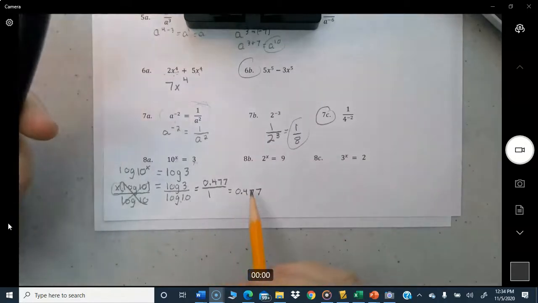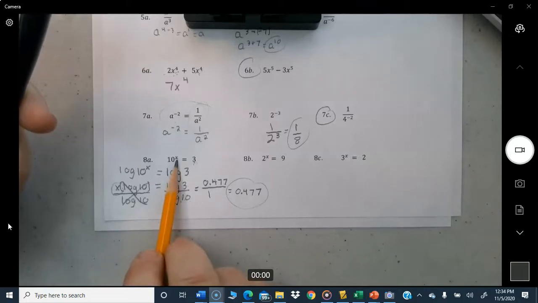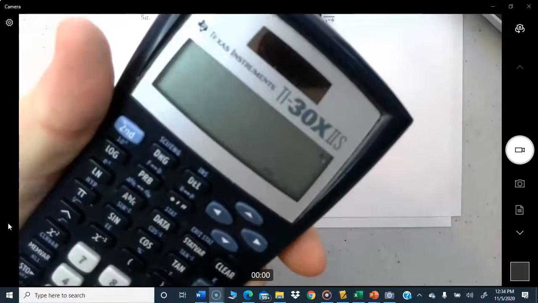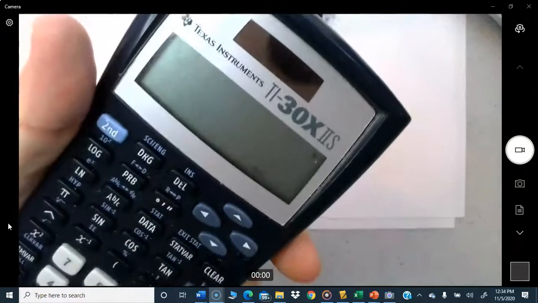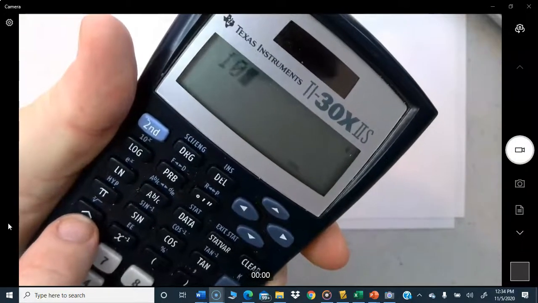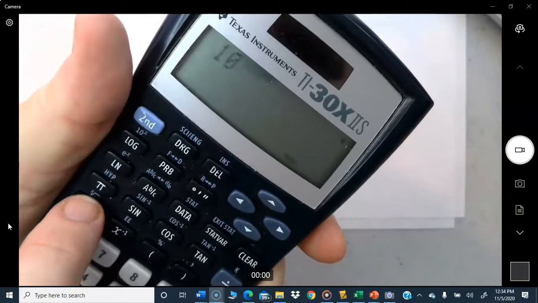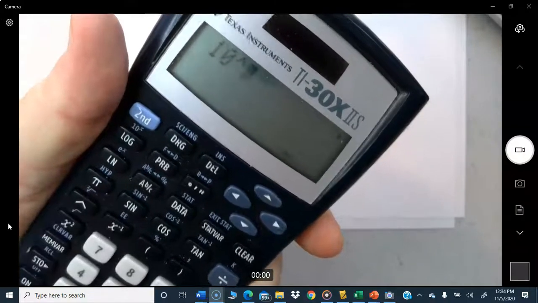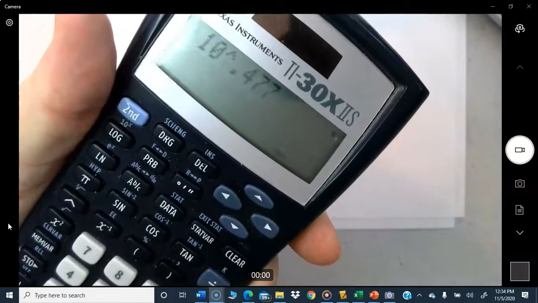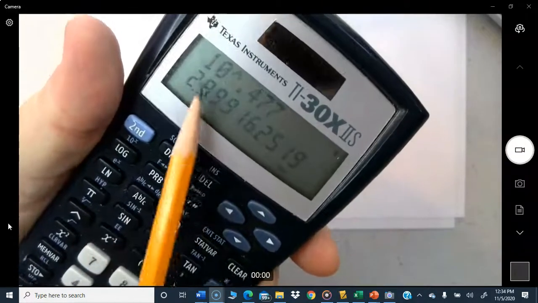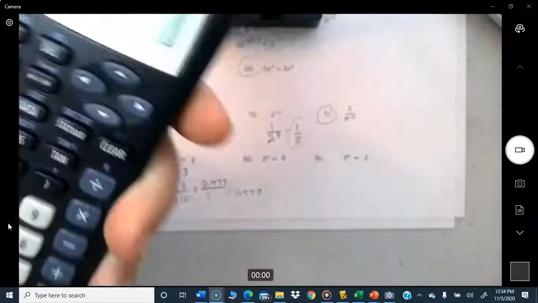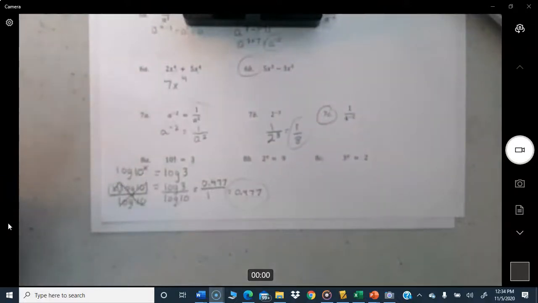0.477. Okay? In other words, if I came up here and took 10 raised to that power, it would give me 3. Let's prove it. Okay, so 10, and how do you raise to a power? It's this little hat, or caret, okay? That raises to any exponent you want. And so you hit that, and then you're going to raise it to the 0.477 power. And we push it, and it's not exactly 3 because I rounded this number up here, the answer, but it's 2.999. That's basically 3, okay? So yeah, it works, all right?